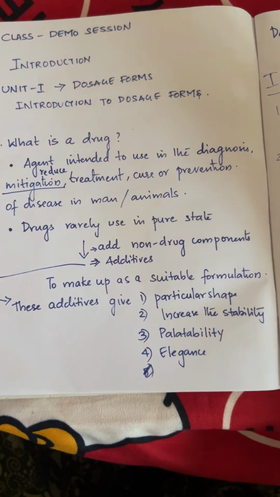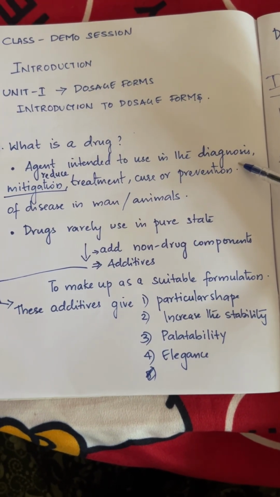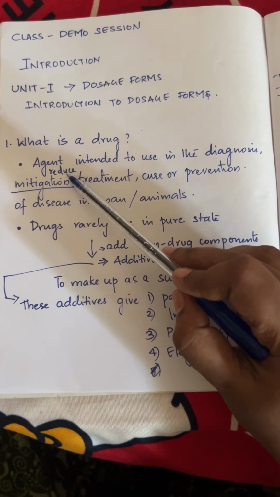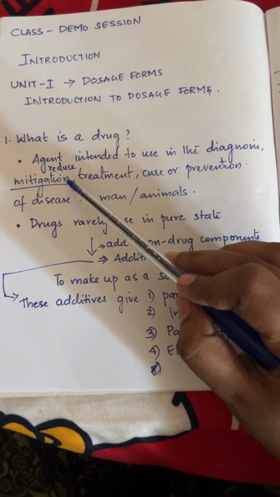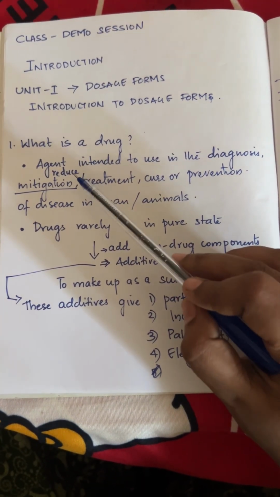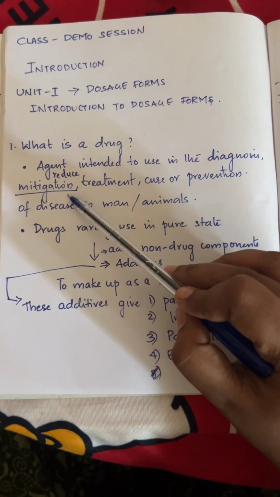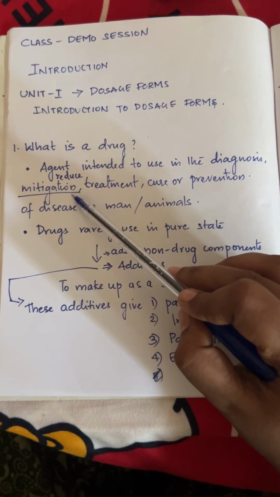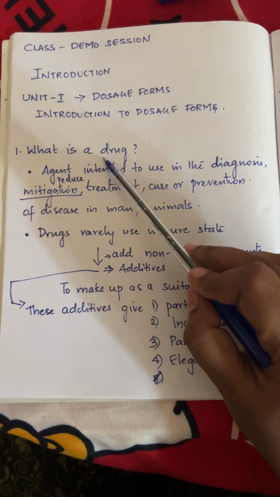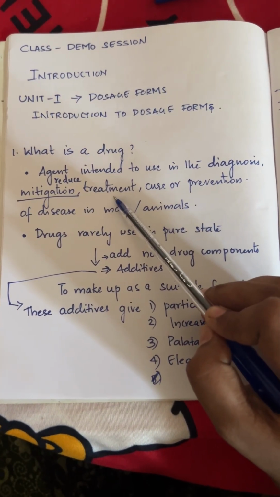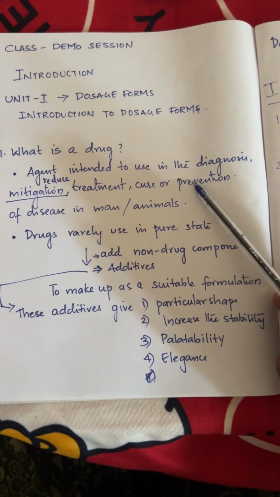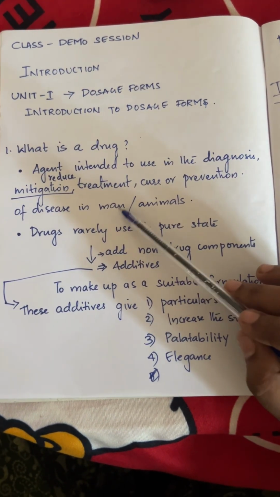Okay, it is used for the diagnosis purpose, the mitigation purpose. Mitigation means to reduce the effects. For example, to reduce the effects of a condition, that is pain. If we have a large amount of pain in the body, we will try to do the mitigation process. That means to reduce the effects of pain through a drug. Then for the treatment purposes, for cure and for the prevention of disease in man or in animals.